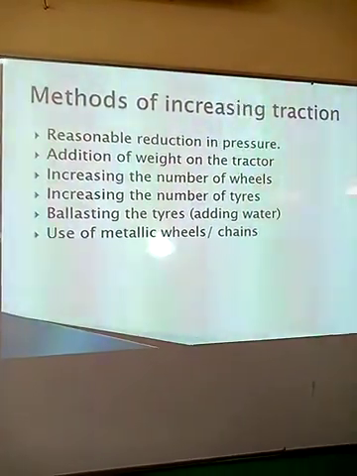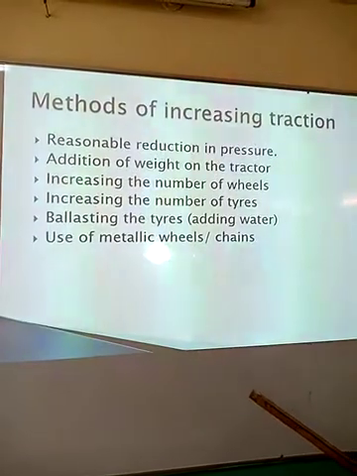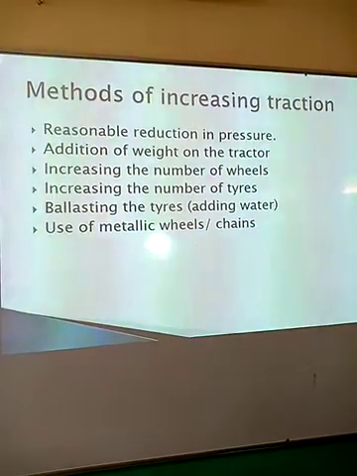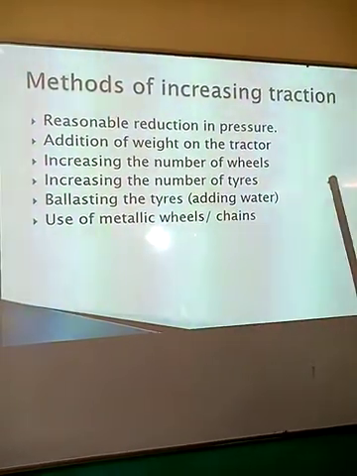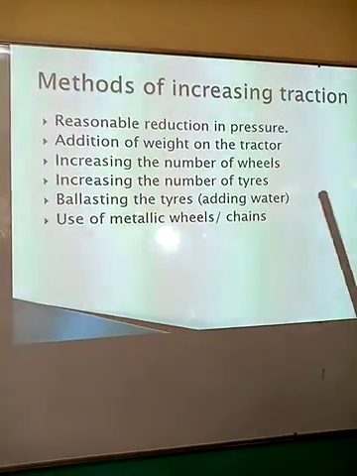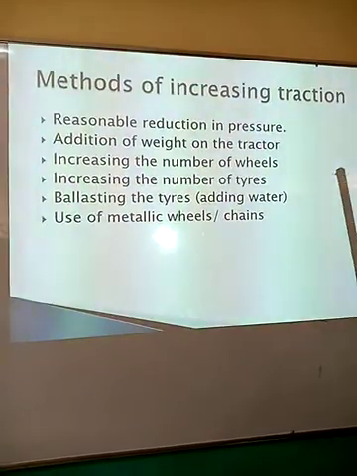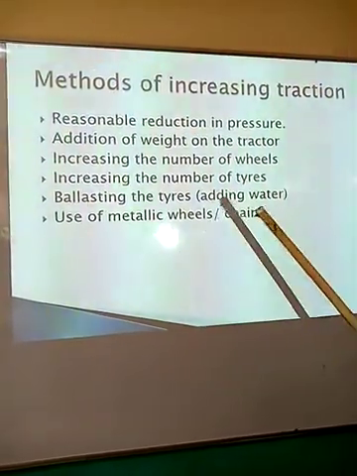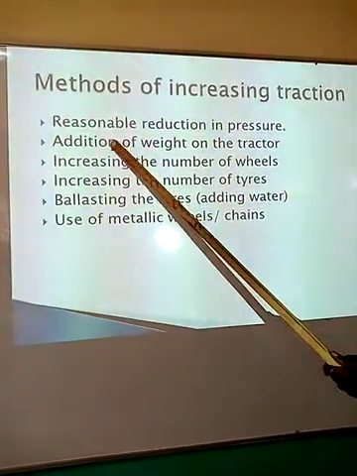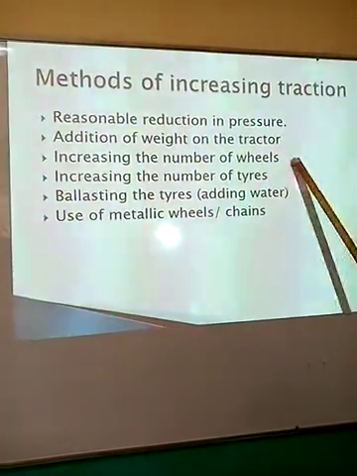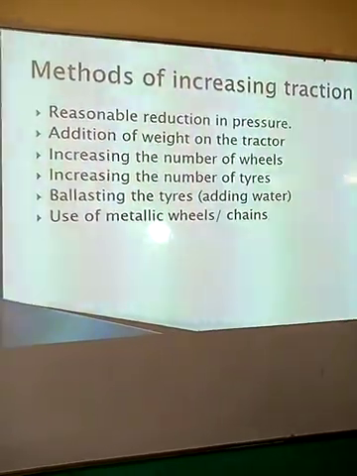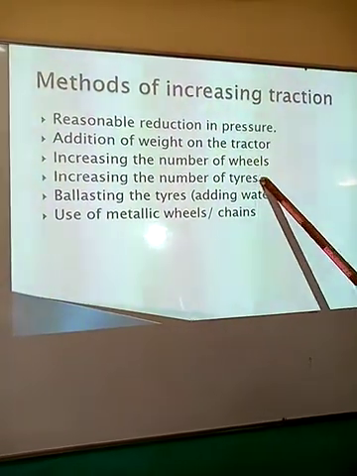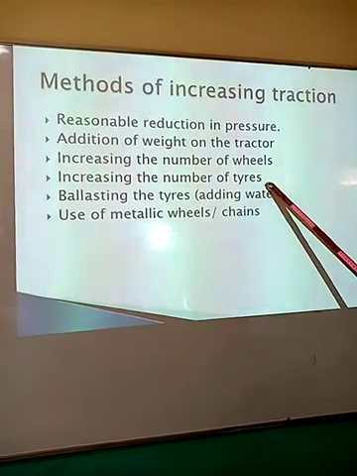So, in summary, the methods of increasing traction, that surface grip: one is reasonable reduction in pressure. The tire pressure, the amount of air in the tubes or in the tires, should be reasonable enough, not so high, not so little. Two, addition of weight, as we have already seen, and we shall again see how addition of weight also helps to increase traction. Three is by increasing the number of wheels, so that a tractor has more wheels. That helps to increase the surface grip. And then increasing the number of tires, that means a tire within another one.